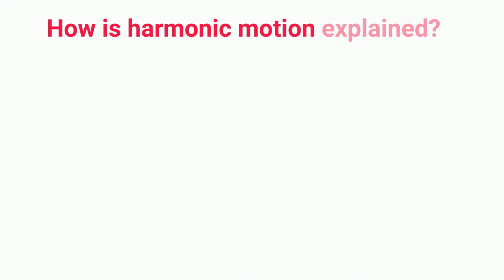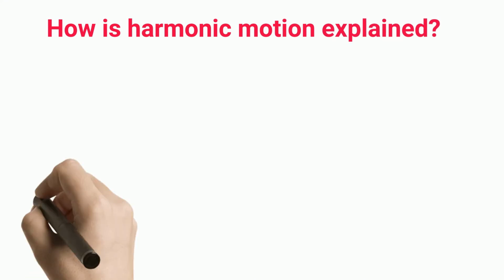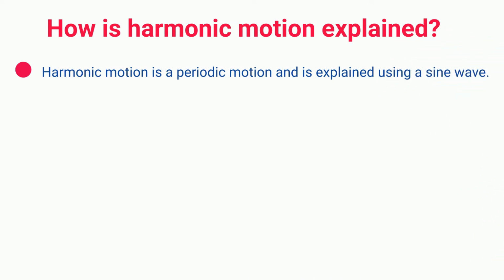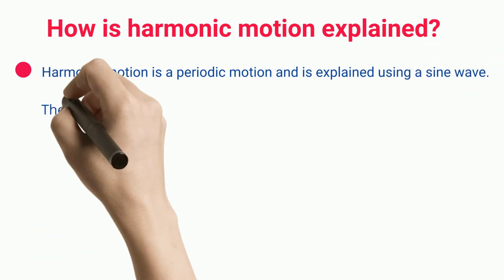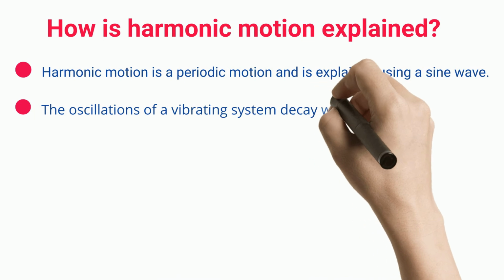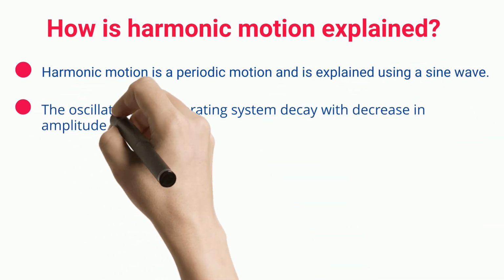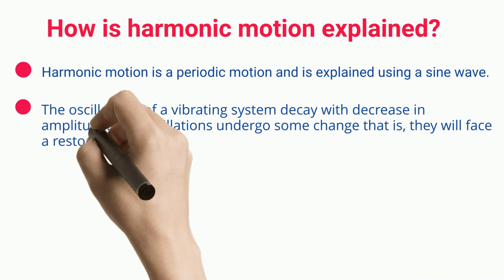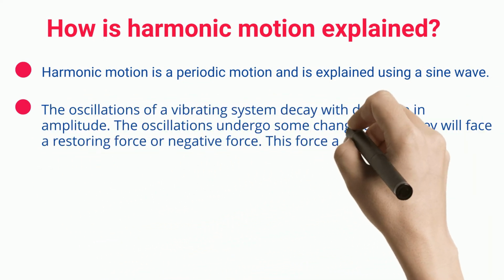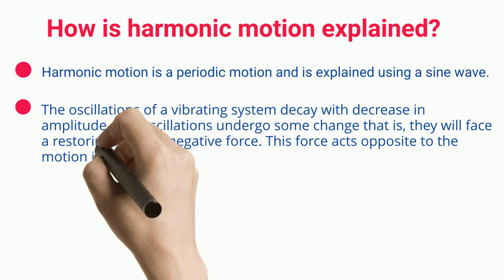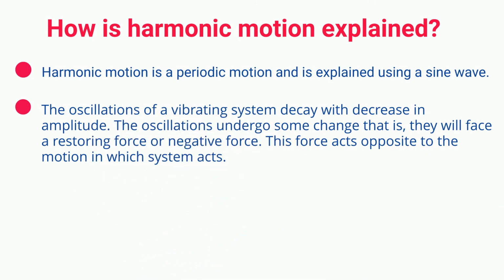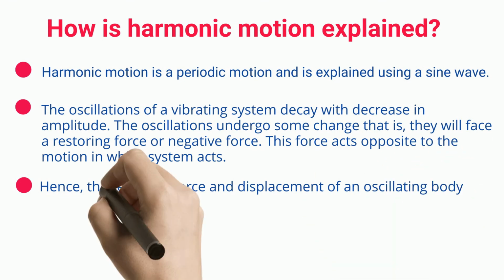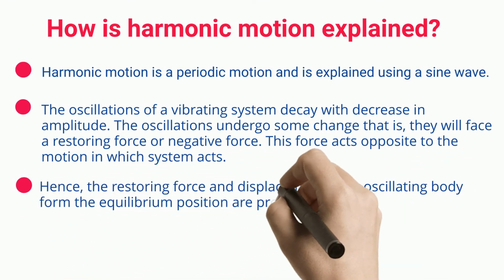How is harmonic motion explained? Harmonic motion is a periodic motion and is explained using a sine wave. The oscillations of a vibrating system decay with decrease in amplitude. The oscillations undergo some change, that is, they will face a restoring force or negative force. This force acts opposite to the motion in which the system acts. Hence, the restoring force and displacement of an oscillating body from the equilibrium position are proportional.